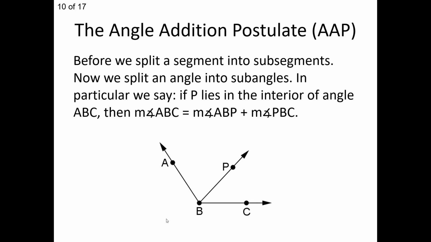Well, I know that each of those subangles has a measure. I can add those two subangle measures together to give me the whole. So the measure of angle ABP plus the measure of angle PBC is equal to the measure of the whole angle ABC. Again, tapping into that generality of the sum of the parts equals the whole. That should be pretty obvious.